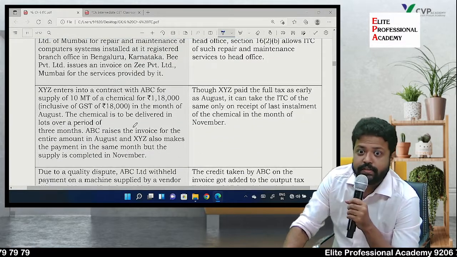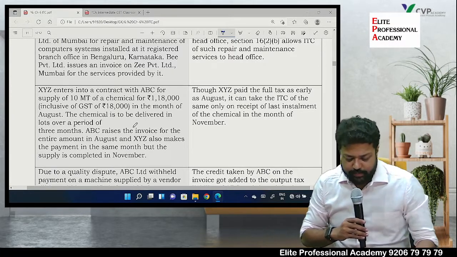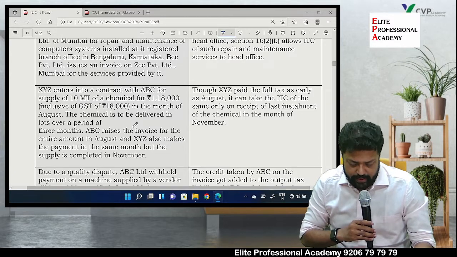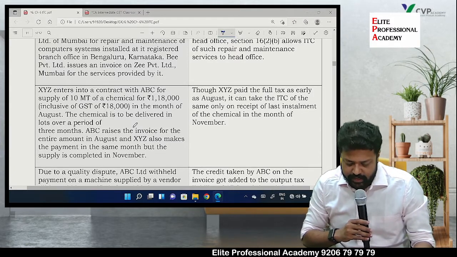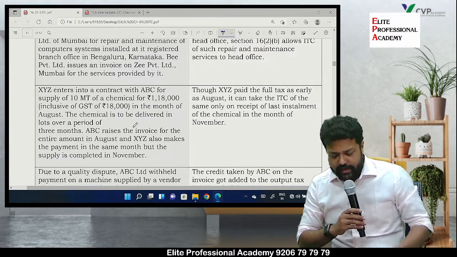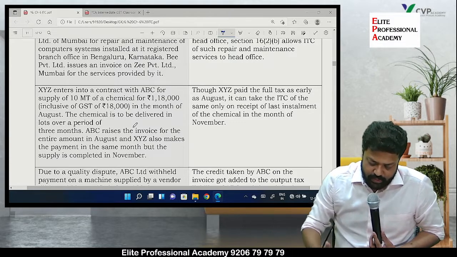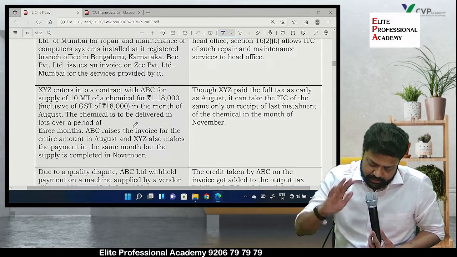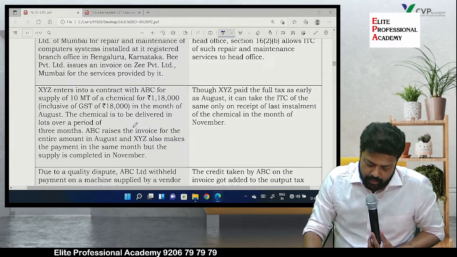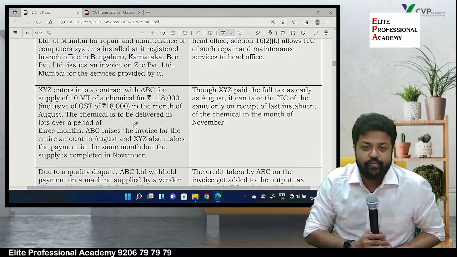Now next question. XYZ enters into a contract with ABC for supply of 10 metric tons of chemicals, rupees 1,18,000 inclusive of GST, means 1 lakh plus 18,000. In the month of August, the chemical is to be delivered in lots over a period of 3 months. ABC raises the invoice for the entire amount in August itself, and XYZ also makes the payment for the same in the same month, but the supply is completed in November. Eligibility of ITC.